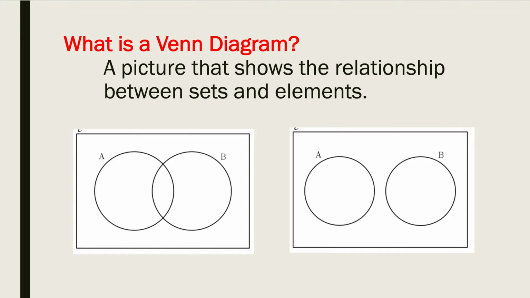I have copied two of the more common Venn diagrams on the screen. The one on the left is an example of a Venn diagram where you have a set A and a set B, and those two sets have something in common. So the two circles will intersect. And then this Venn diagram on the right, you would also have a set A and a set B, but the sets would not have anything in common. So the circles will be completely separate.